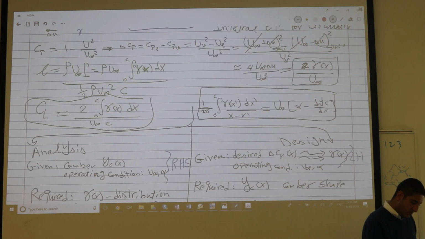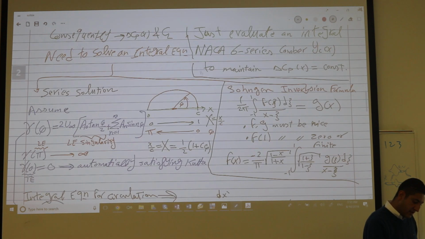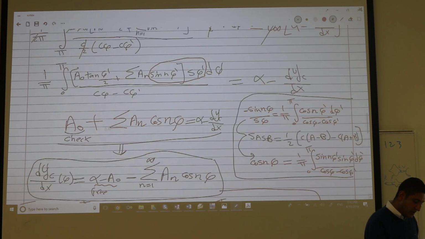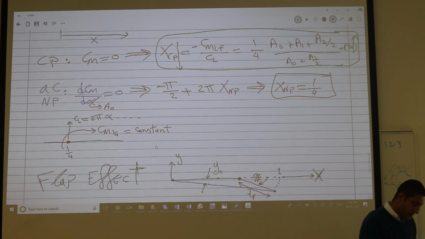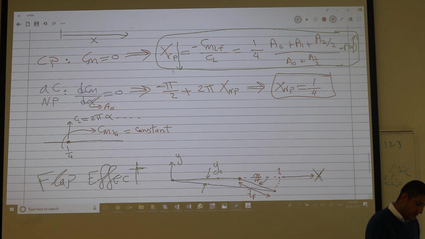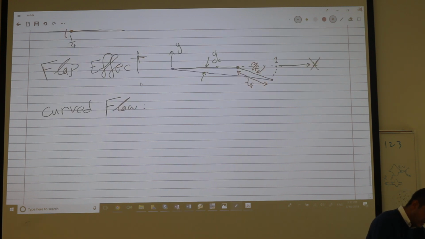So we said we can do analysis, we can do design. For the analysis, we need to solve an integral equation. If you're lucky enough and you have an easy G, you can use the Glauert inversion formula. If not, we use a series solution, and we solved it. And we got CL, CM in terms of the coefficients, center of pressure, neutral point, and you will solve the flap effect. Any question?